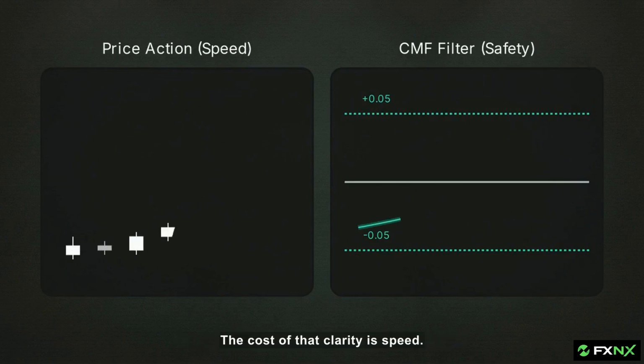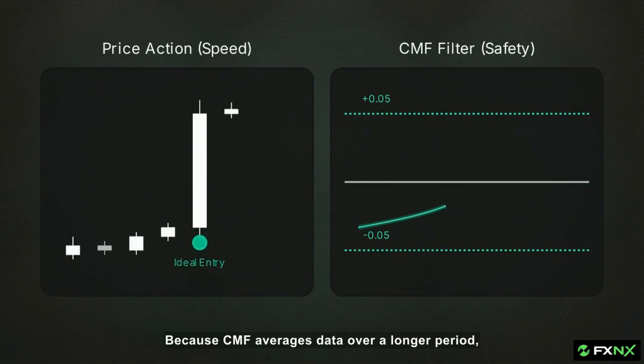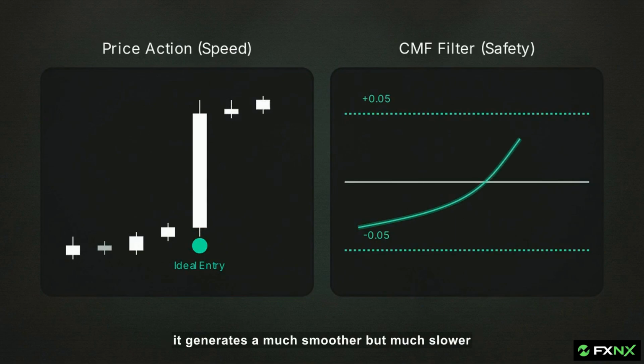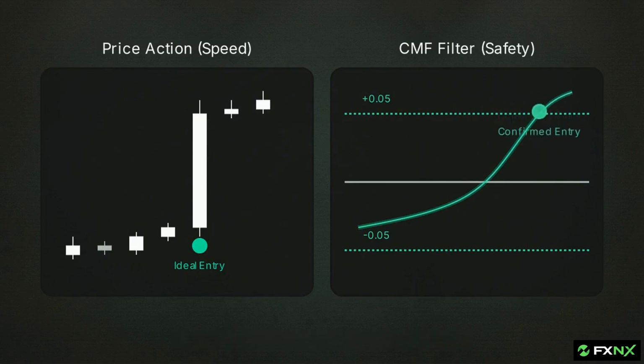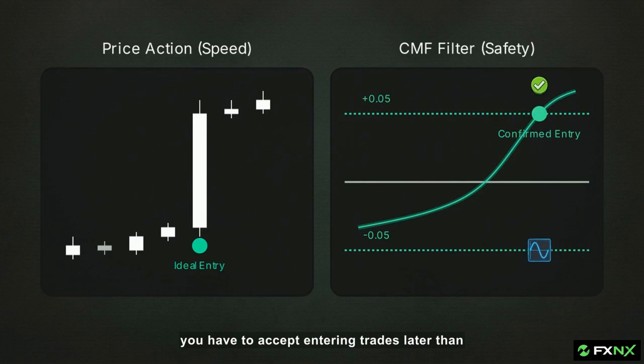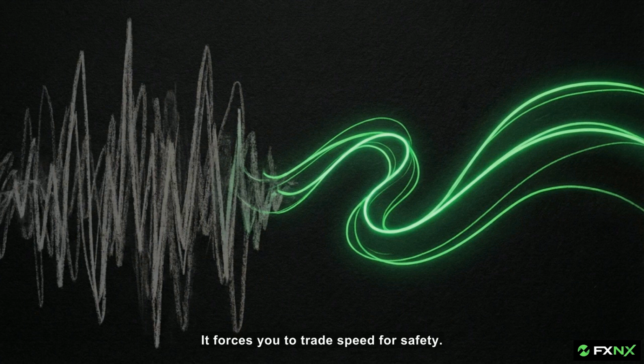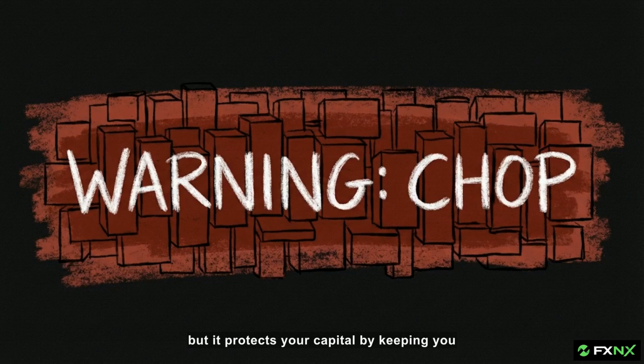The cost of that clarity is speed. Because CMF averages data over a longer period, it generates a much smoother but much slower signal. If you rely on CMF, you have to accept entering trades later than you would with pure price action. It forces you to trade speed for safety. You miss the very beginning of the move, but it protects your capital by keeping you out of weak, directionless markets.